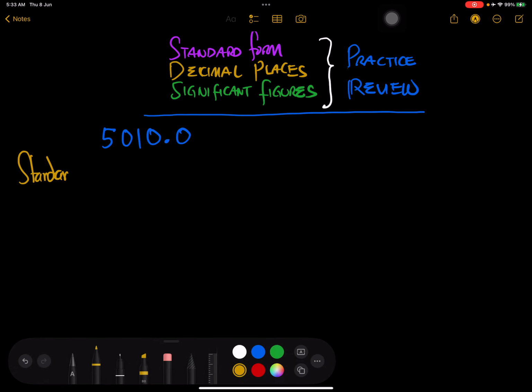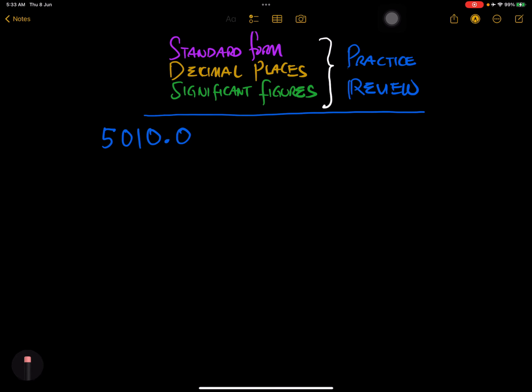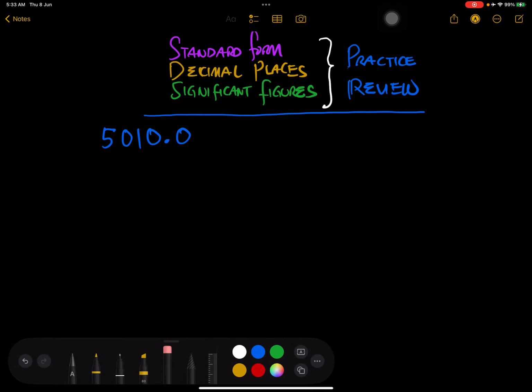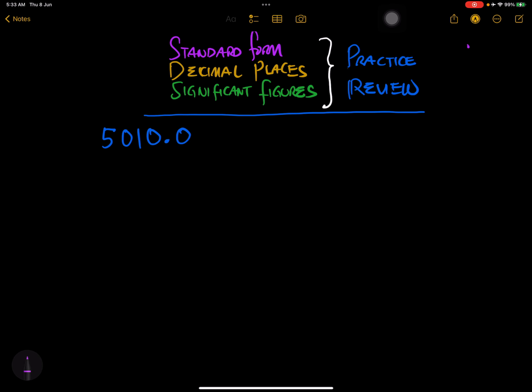Oh, I want to be consistent with my color. Sorry about that. So I'm going to use this. I'm going to be consistent with my color. So how do we write this in standard form? How do we do this?